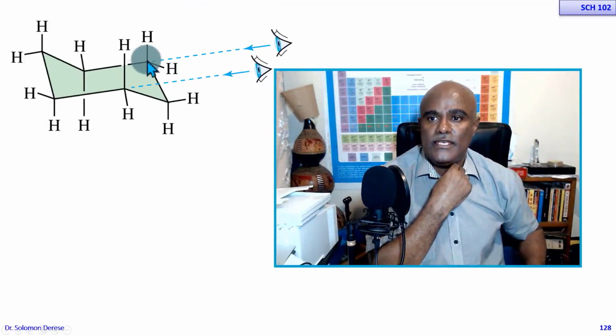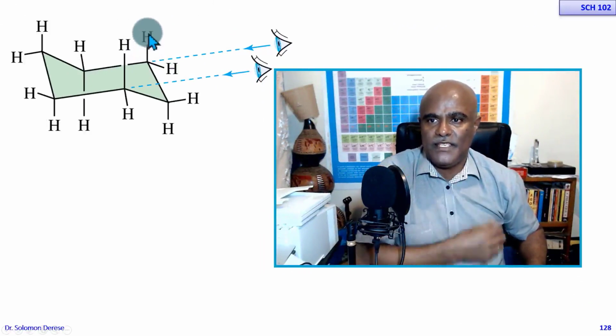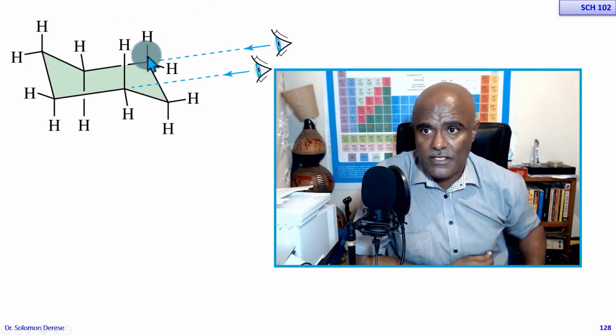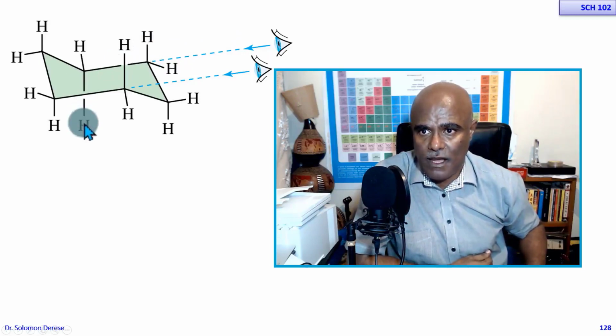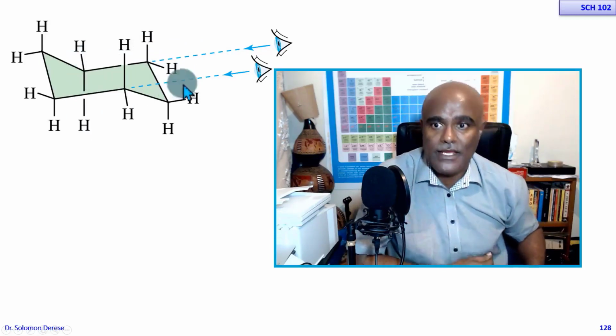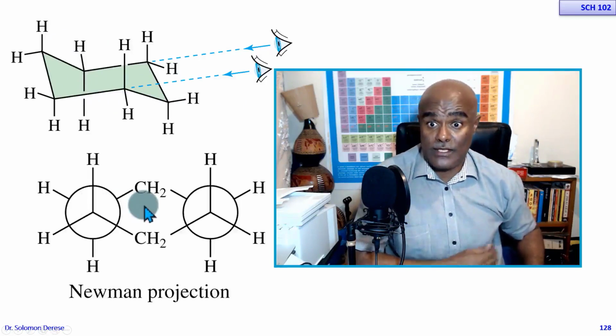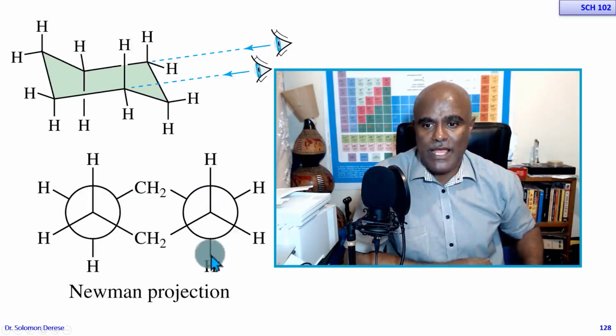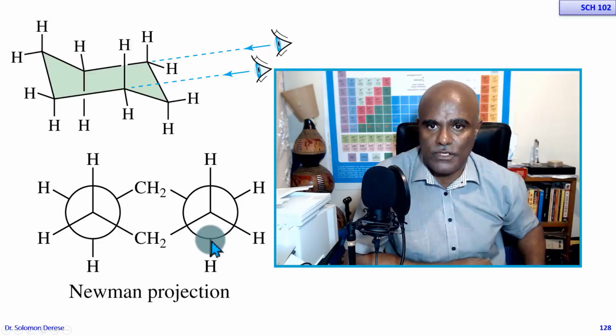Now, in the chair conformer, you see these hydrogens on neighboring carbons. This one is facing up, while this one is facing down. And if you look at this one, it is at an angle like this, while this one is on the other side, the same as this one. If you look at them like that, you'll see this one and this one are separated by 180 degrees, as far away from each other as possible.